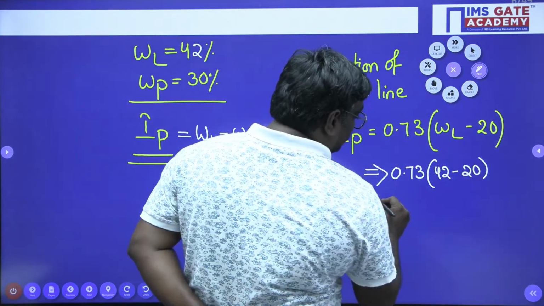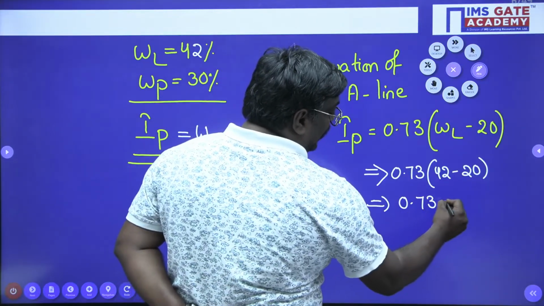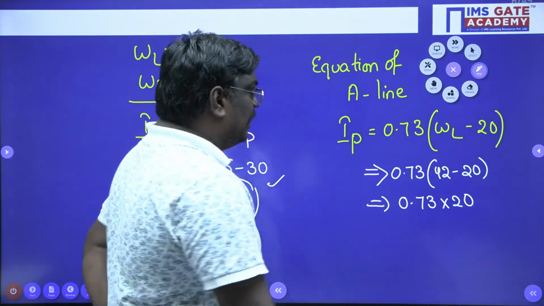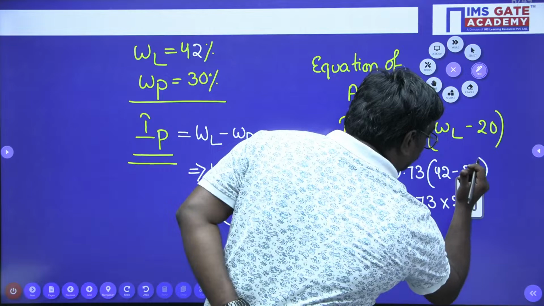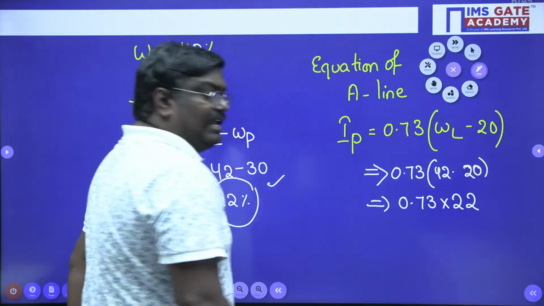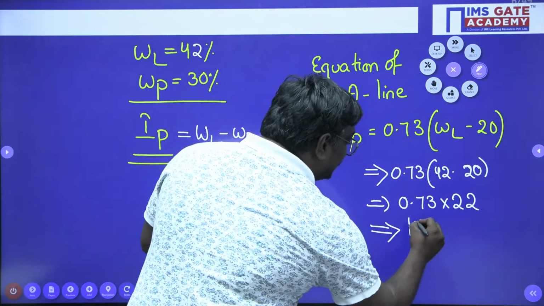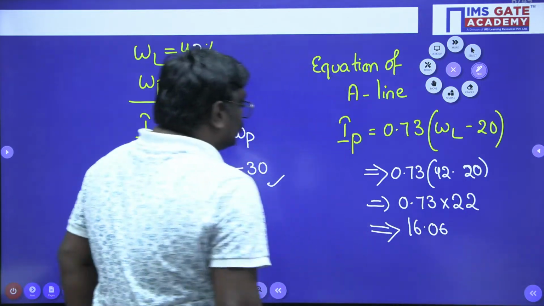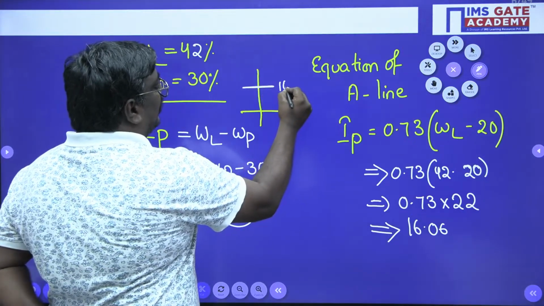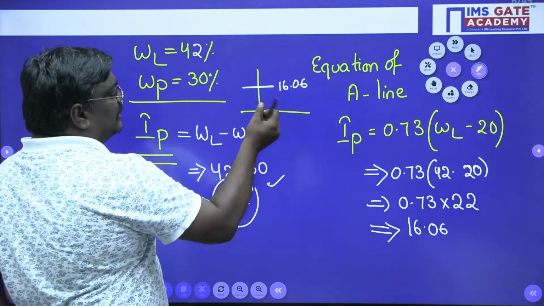Can anyone tell me what this value is? What is this value, Amma? So 0.73 into 22, sorry, not 20, it is 22. What is the value, my dear students? Anyone? Srujana? Very good. The value here is 16.06. So when you see the plasticity chart, the A line is at 16.06. And where is the plasticity index? The plasticity index value is 12.